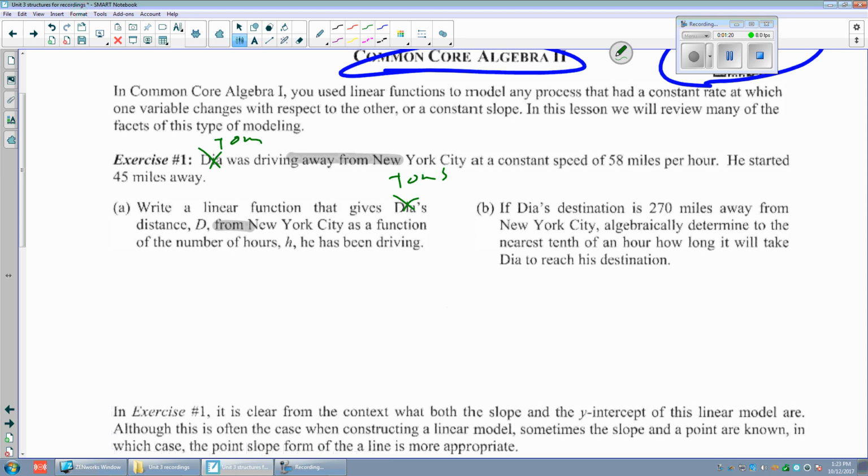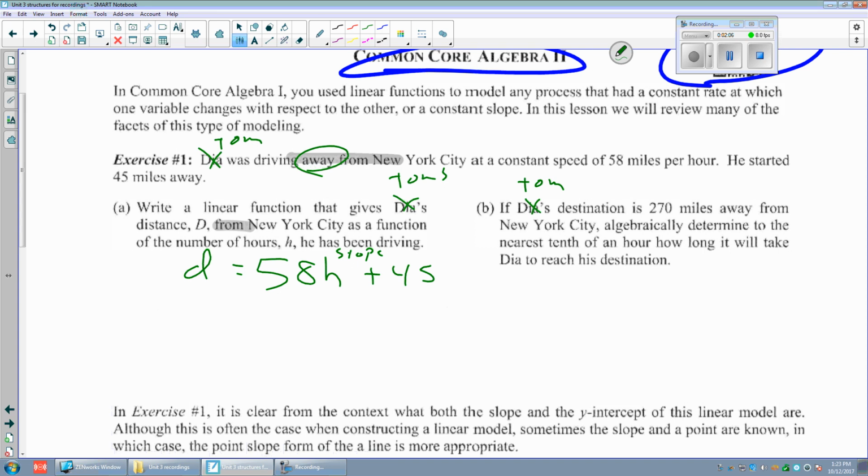So let me see. He was driving away from New York City at a constant speed of 58 miles an hour. 58 is the slope. Okay. So now 58 miles per hour is the slope, and it says that we have to use the number of hours h. So we have to use 58h. He already was 45 miles away. And that's going to be the distance. Distance equals 58h plus 45. Hopefully he's driving away. Away. Good.